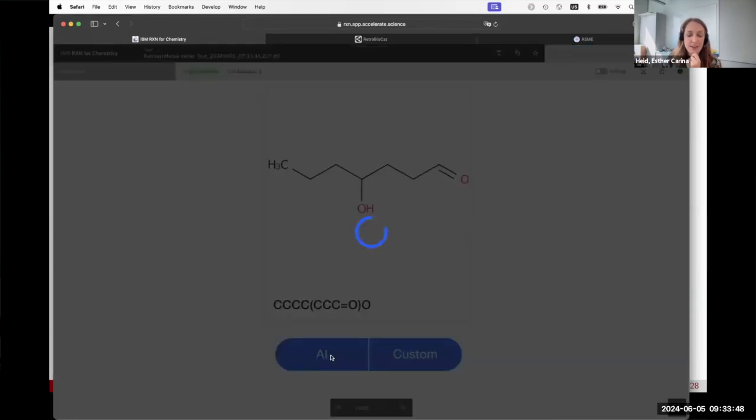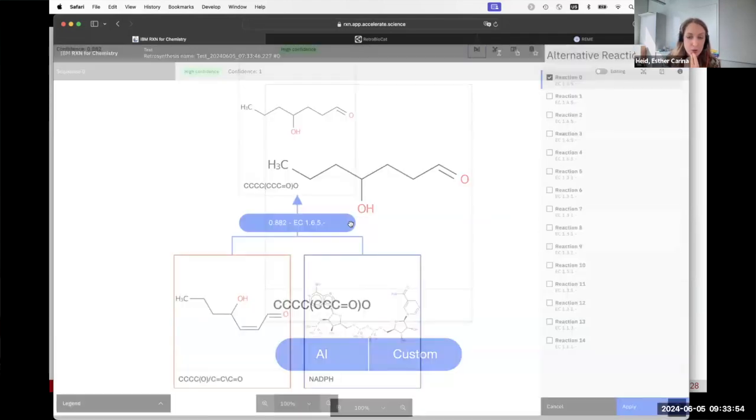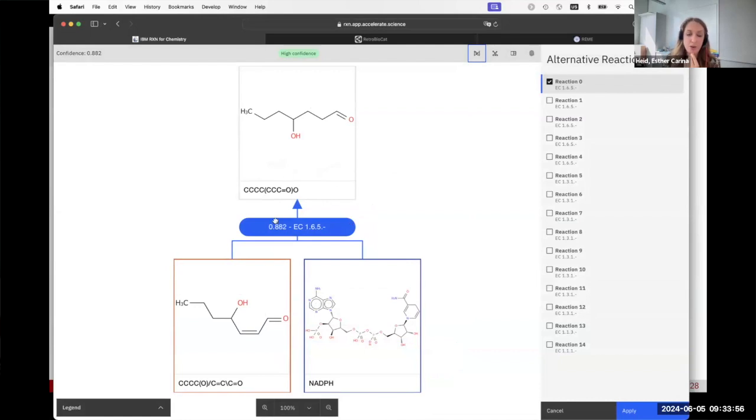And you can then click on AI and expand this and get some suggestions on how to make this. This usually takes a second or two, and it will give you some confidence score and what EC class would probably be able to make this. It also gives you the cofactors. And if you're not happy with this, you can just expand this to another node, which is really nice. So if you're interested in that and you didn't know about that tool, check it out. It is free, but you do have to sign up.